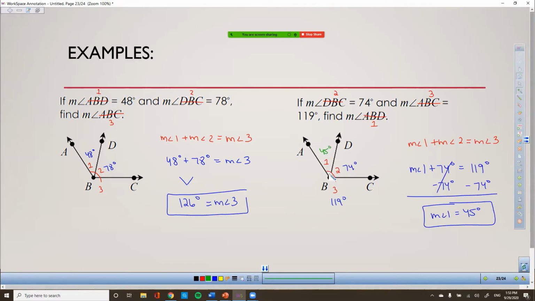And it makes sense, right? Because it's an acute angle. And I can always double check my answers because 45 plus 74, that should give me 119. This angle, 45 degrees, plus this part, 74 degrees, should equal all of it together, which they told me was 119 degrees. And that's how I know my answer is correct.